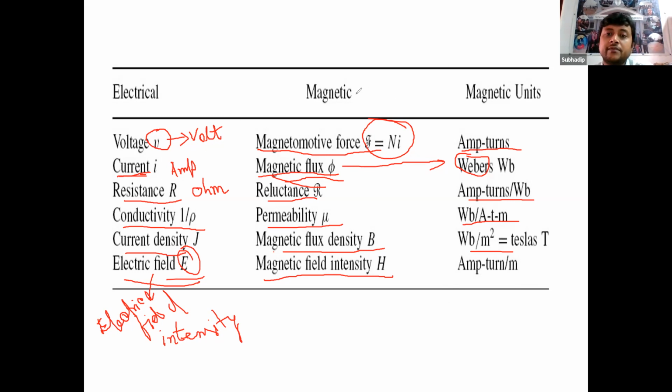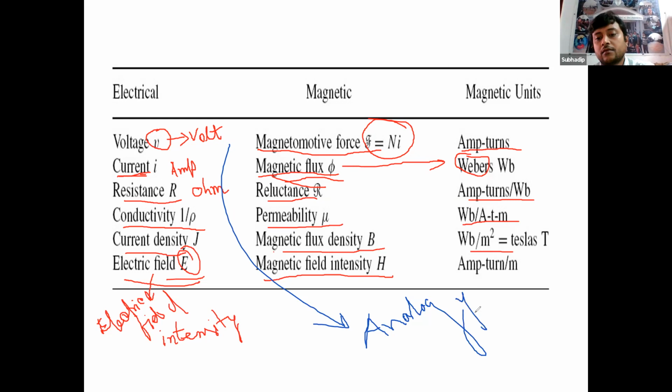Now, what is this called? This is basically called analogy. Okay, so what is the analogy? The analogous values of electrical circuit parameters to the magnetic parameters. So, voltage V is analogous to N into I, the magnetic force.